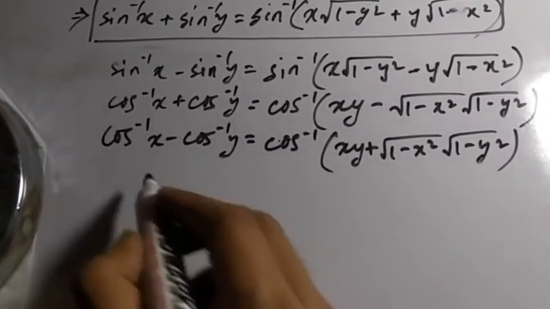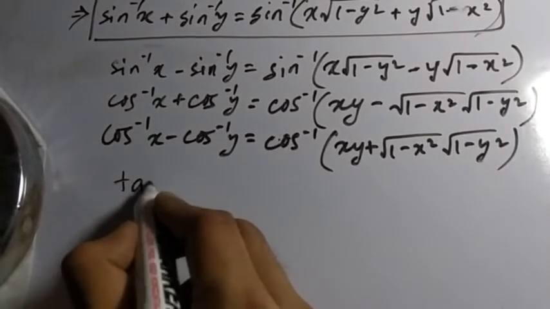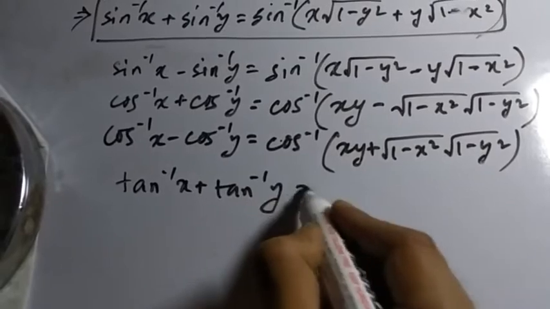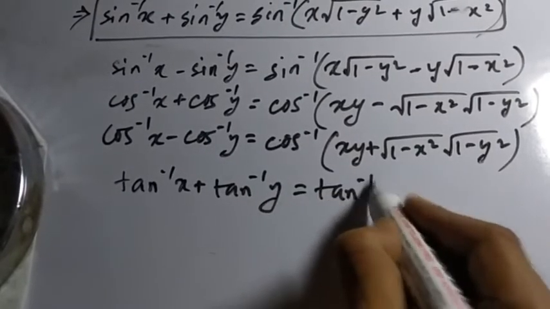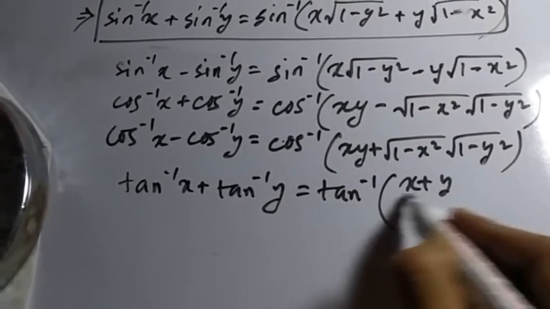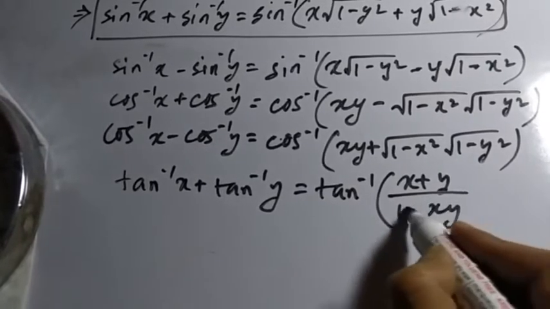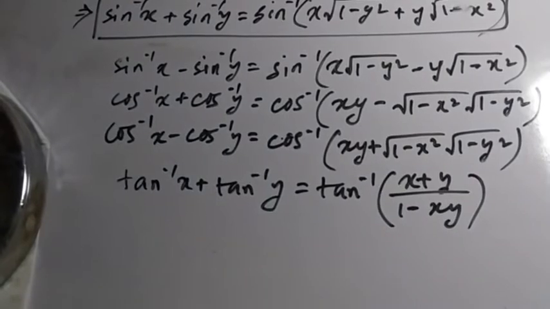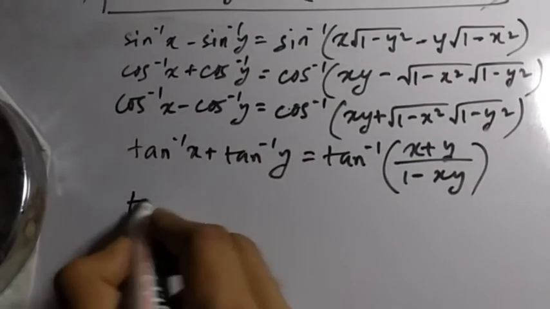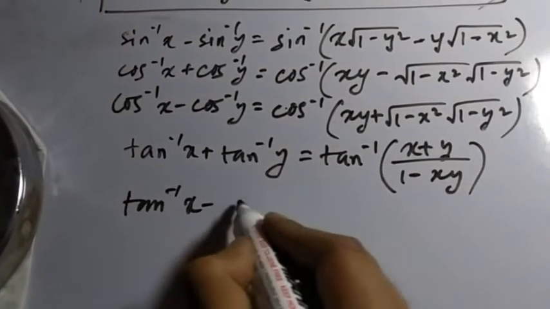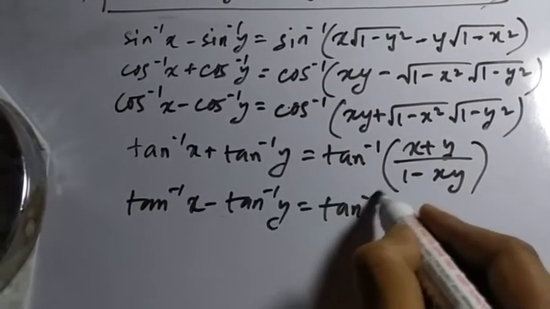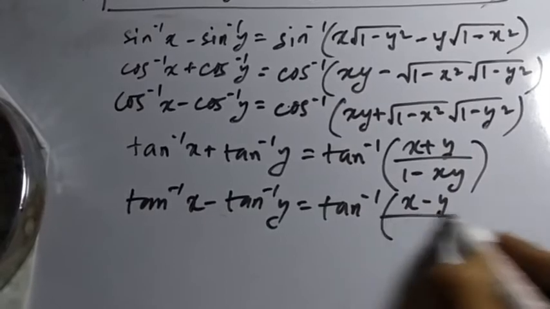Also we can write the formula for tan: tan inverse x plus tan inverse y will be tan inverse of x plus y by 1 minus xy, and similarly tan inverse x minus tan inverse y will be tan inverse of x minus y by 1 plus xy.